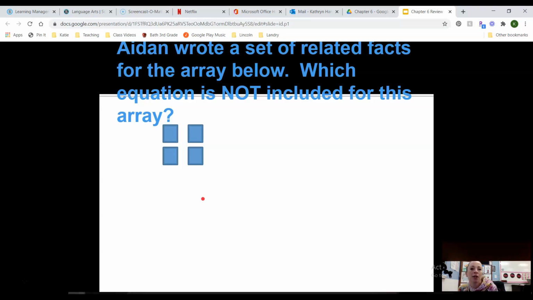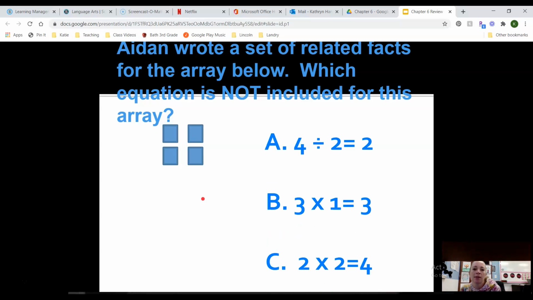Aiden wrote a set of related facts for the array below. Which equation is not included for this array? So here are our choices. A, 4 divided by 2 is 2. B, 3 times 1 is 3. Or C, 2 times 2 is 4. We are looking for the one that is not included.